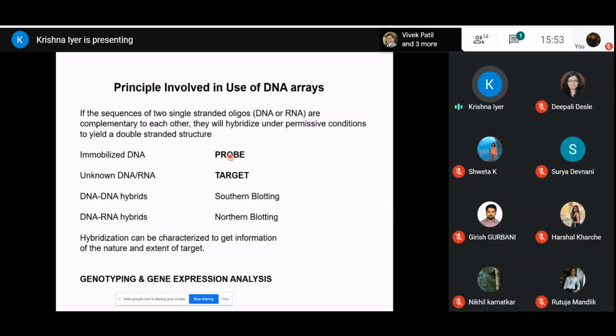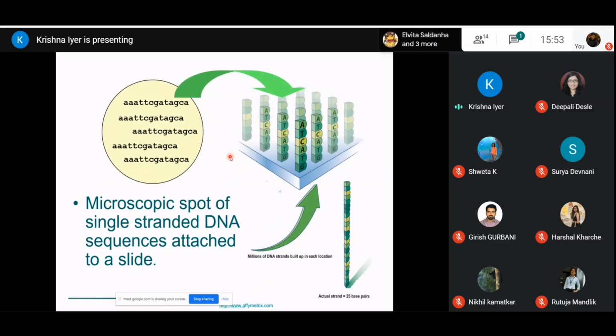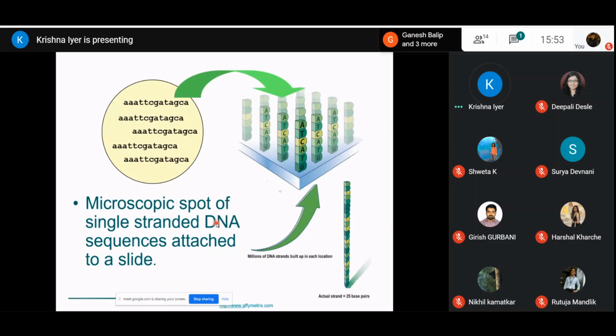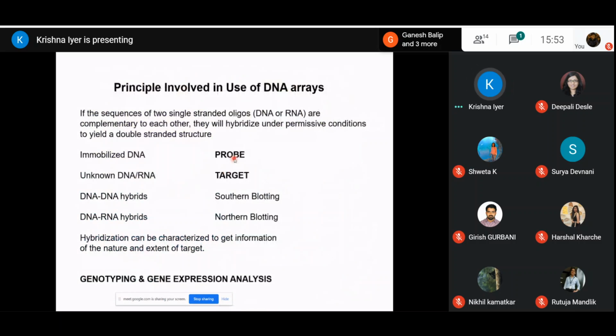For example, if I have at a certain location here all A, T, T, G, G, and say this is 5' to 3', then this spot will have a tendency to hybridize with all the DNA in the sample which has a complementary sequence, that is T, T, T, A, A, G, C, T, A, T, C, G, and T, because of this complementarity. So that is a target for the probe which is present on the slide.